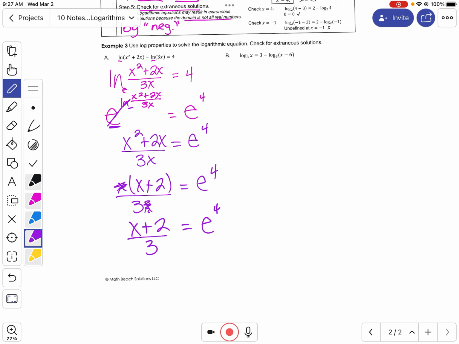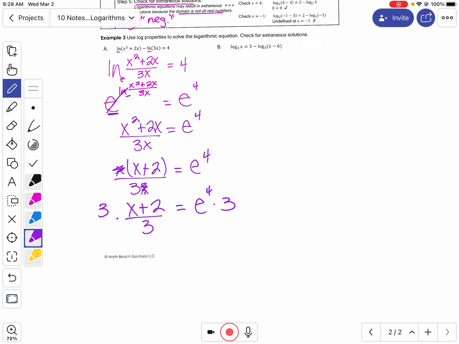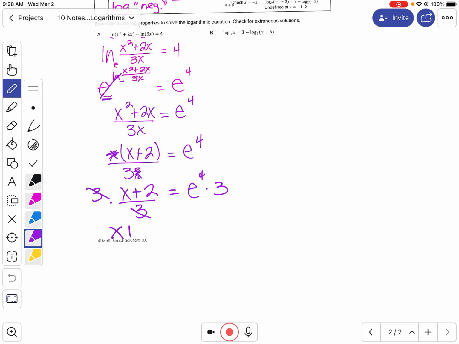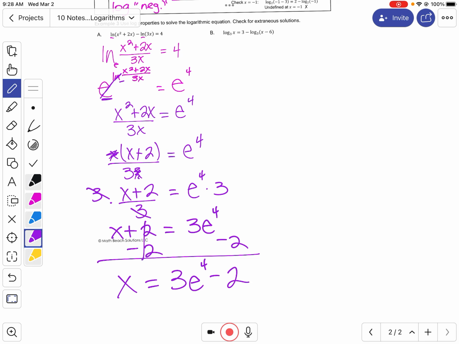So if you can simplify it by factoring out a GCF and then reducing it, it might make it easier for you. Okay, so now notice I'm going to need to get x by itself. So I first have to multiply by 3. So that would be x plus 2 equals 3e to the 4th. And then I need to subtract 2. Remember, e is a number, so I can actually use the calculator to find my actual answer here.